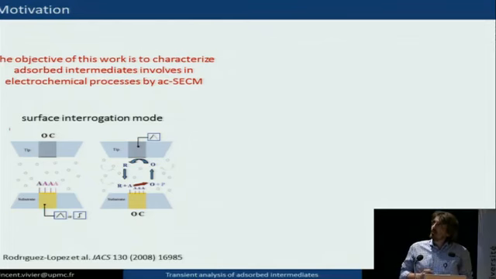So what we want to do is to characterize the adsorbed intermediates. This was already done in the past using the scanning electrochemical microscopy. For instance, you can refer to the work of Joaquim Rodriguez-Lopez when he was in the Bard group. And the idea was to generate an adsorbate at a microelectrode and to perform the dosing of this adsorbate using a second microelectrode placed in the close vicinity. So this was the surface interrogation mode.